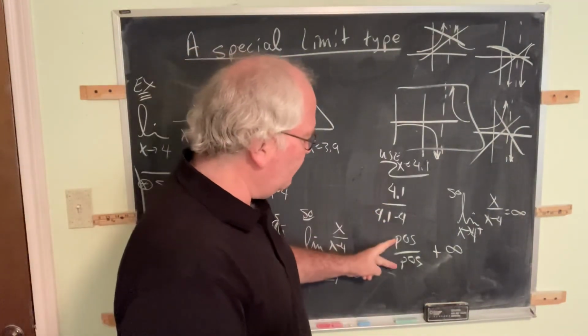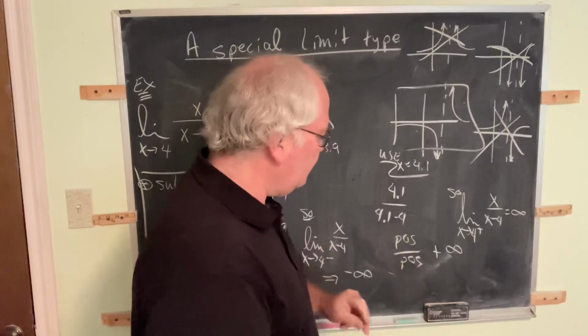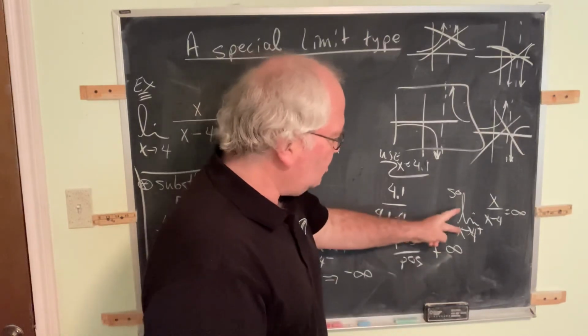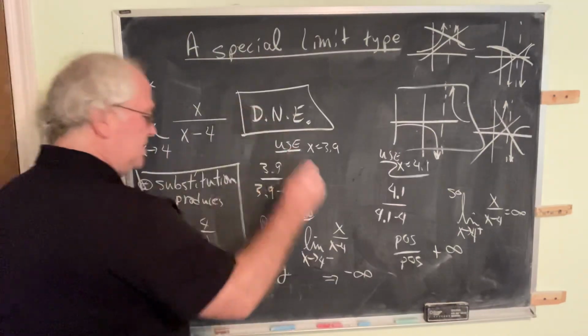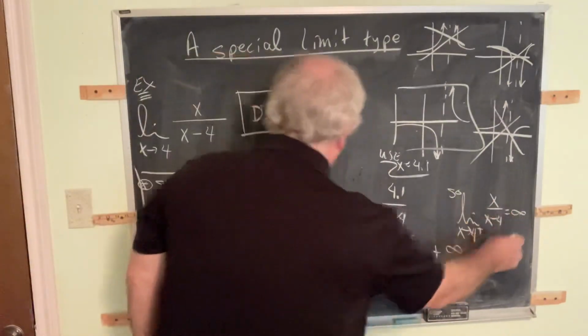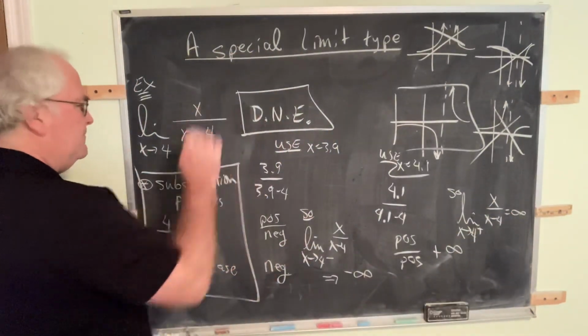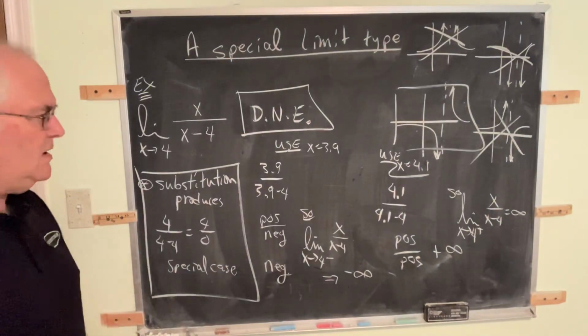Substitute, we get positive over positive. This is positive, so this is positive infinity as you approach from the right. And so since the left-hand limit and the right-hand limit do not agree, that means the unrestricted limit does not exist.